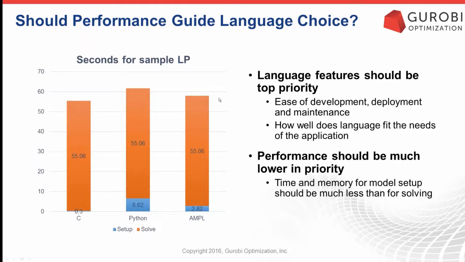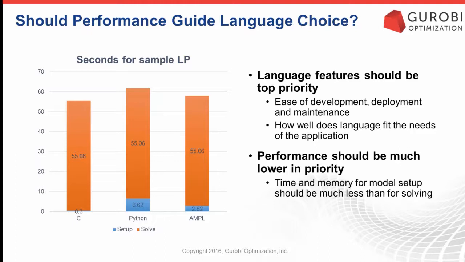And again, this is for a linear program. If this were an integer program, not a network flow problem, but a more complicated model where there would be time spent in the branch and cut algorithm, the solve time is going to be even larger as a fraction of the total time. And so you can see even in this simple example, the setup time is still, no matter what language you're using, a very small percentage of the total time.